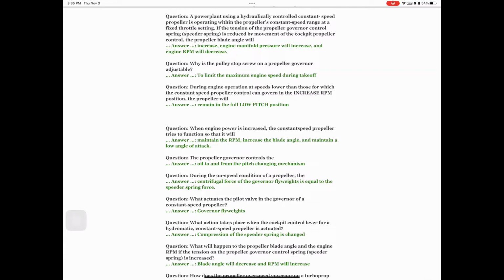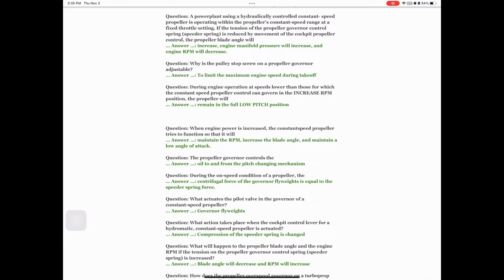Question. During the on-speed condition of a propeller, the: Answer. Centrifugal force of the governor flyweights is equal to the speeder spring force. Question. What actuates the pilot valve in the governor of a constant speed propeller? Answer. Governor flyweights. Question. What action takes place when the cockpit control lever for a hydromatic, constant speed propeller is actuated? Answer. Compression of the speeder spring is changed.